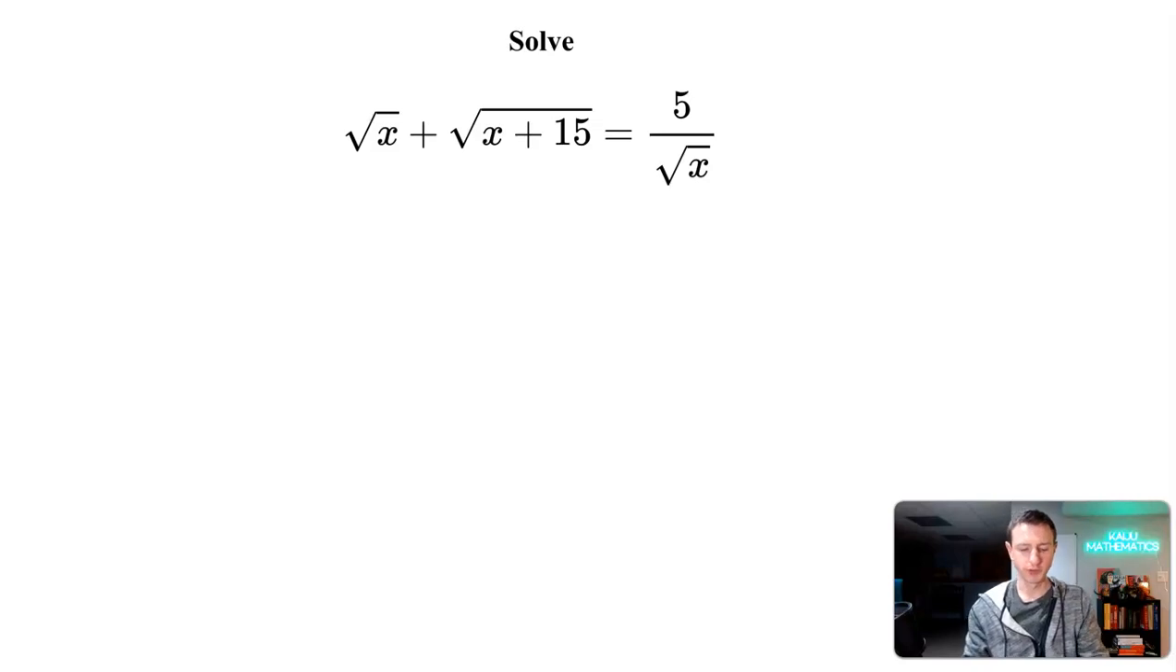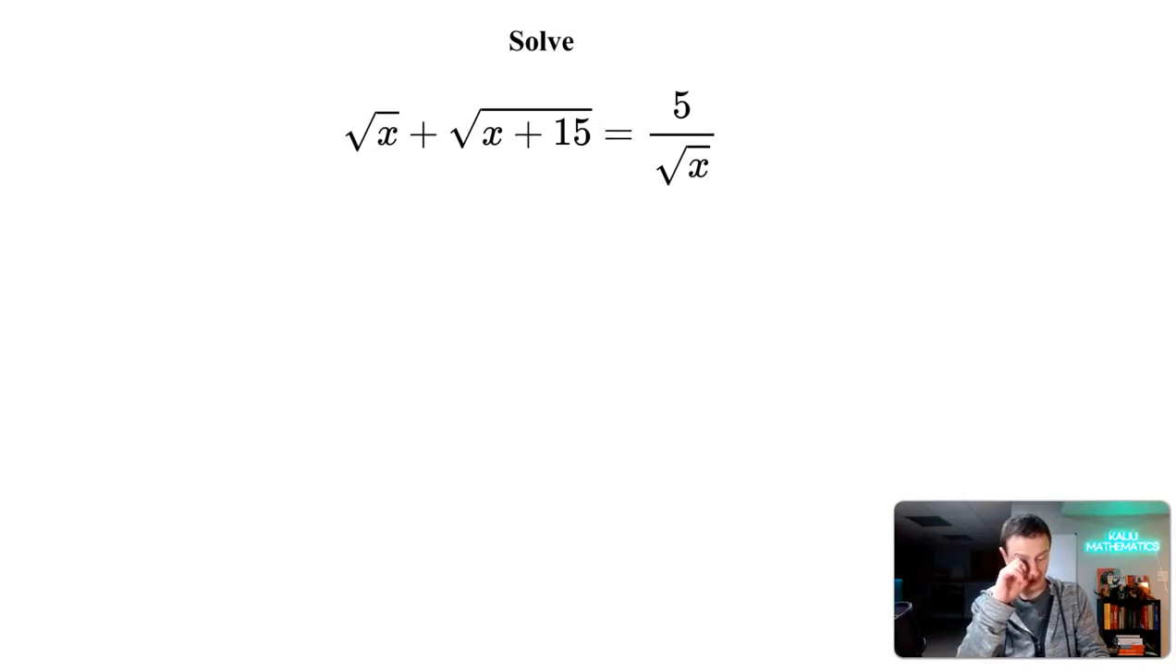Today I have a problem solving for x. We have the square root of x plus the square root of x plus 15 equals 5 divided by the square root of x. So this is looking pretty interesting right away from the start, because what I'm dealing with here is we have a lot of radicals all over the place.